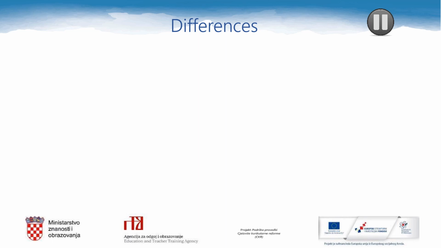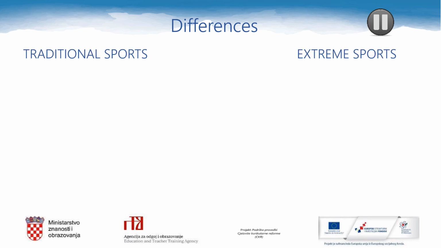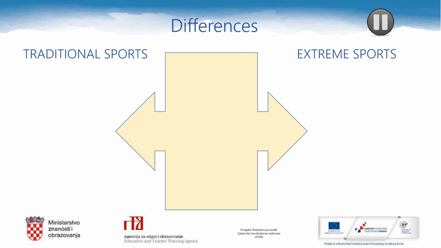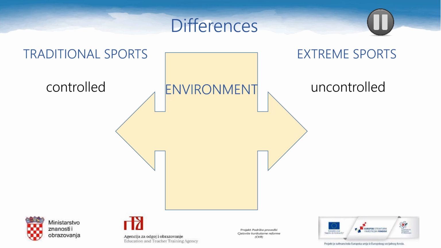When we talk about extreme sports, we can say that they are different from traditional sports in a number of ways. How and in what way are they different? Pause the video to think about the differences. The first thing that differs is the environment. Traditional sports take place in a controlled environment, such as a course or a field, and extreme sports take place in an uncontrolled environment, such as water or high altitudes.